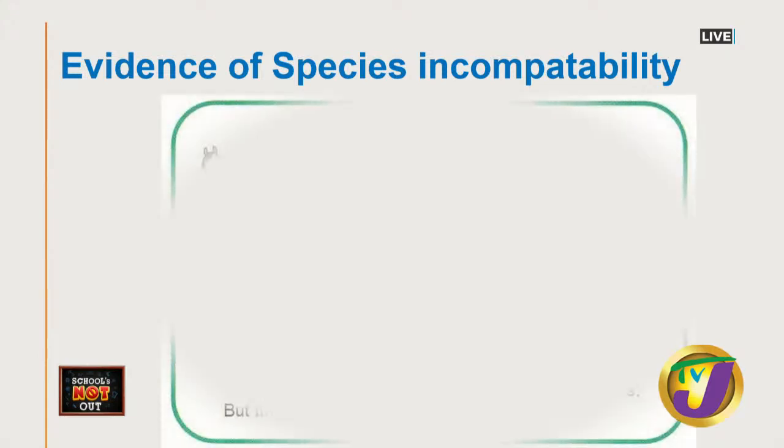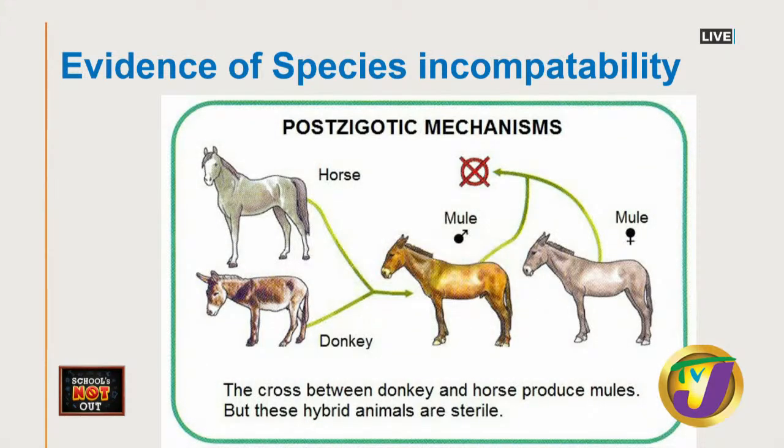So if we were to get two mules to, for example, procreate, the post-zygotic mechanism would depict that two mules cannot have an offspring because, again, they were produced from a horse and a donkey that were not from the same species. So you see the definition coming into play. Species: organisms that are able to interbreed to produce viable offspring that are fertile.